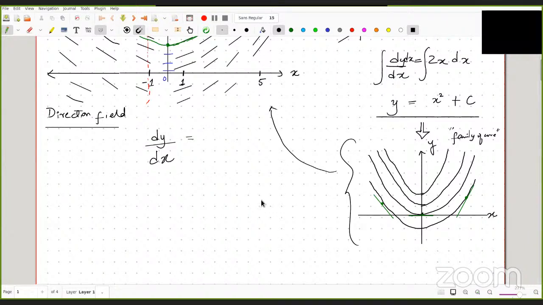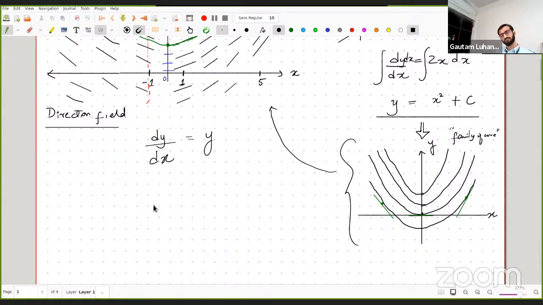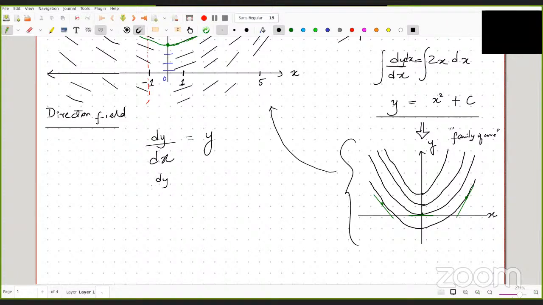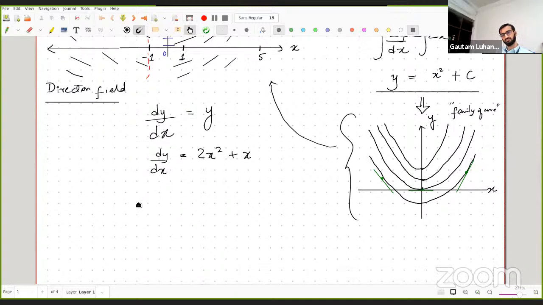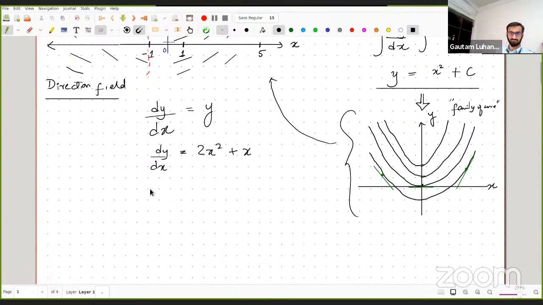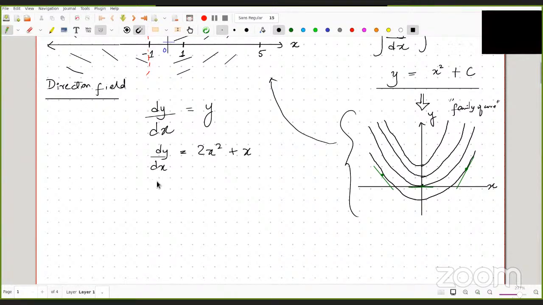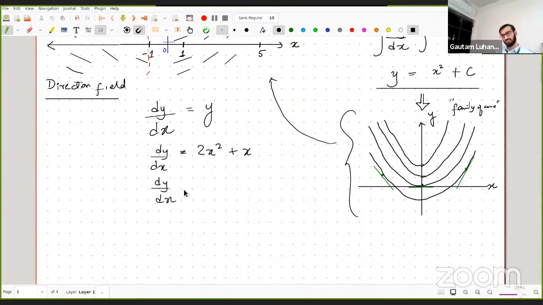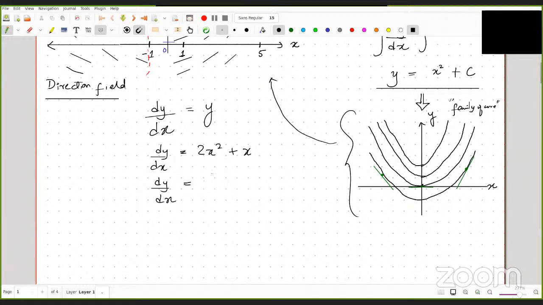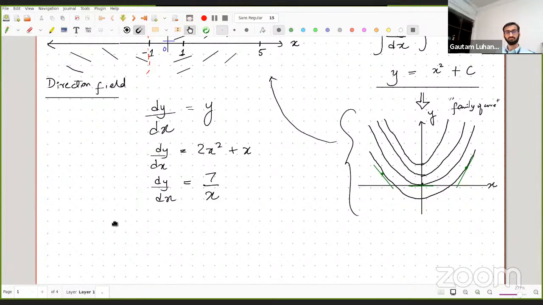dy over dx equals y. Okay, what else? dy over dx equals 4x squared plus x, 2x squared plus x. What else? Sir, let's have at least 10 examples. dy by dx is equal to 7 upon x squared, sorry, 7 upon x, 7 over x. Okay, more.